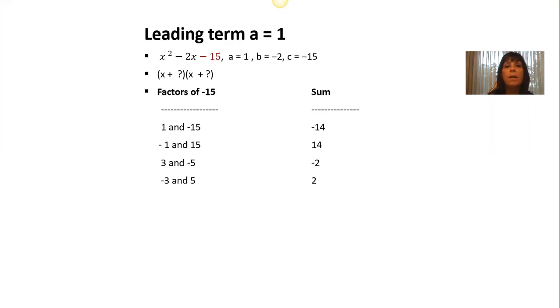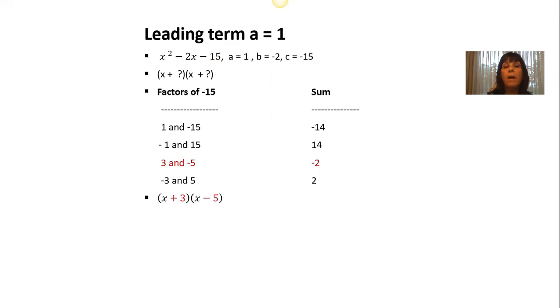If I list out the factors of -15, there's not too many of them. There's 1 and -15, -1 and 15, 3 and -5, -3 and 5. And correspondingly in the second column, their sums are -14, +14, -2, +2. Now we are looking for the combination that will give us a -2 for the middle term, so the one that I want for my chart is my third row. So I'm going to be using, in the place of the question marks, the +3 and the -5, so I just simply substitute in there.